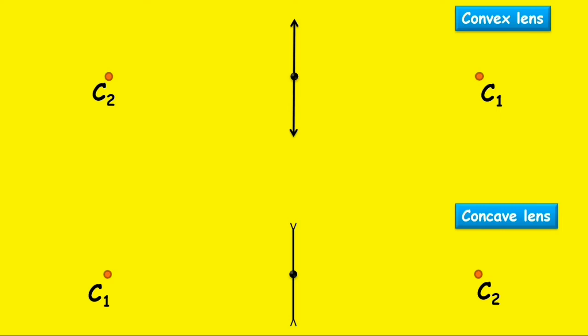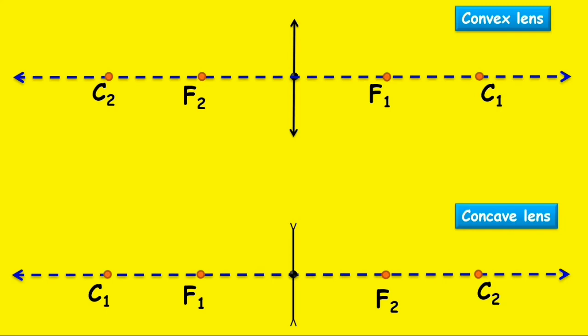And the midpoint of the optic center and center of curvature is nothing but the focus. So the convex lens has two foci on both sides, f1 and f2, and the concave lens also has two foci, f1 and f2. And we have to draw a line passing through the centers of curvature, foci and optic center, called the principal axis.